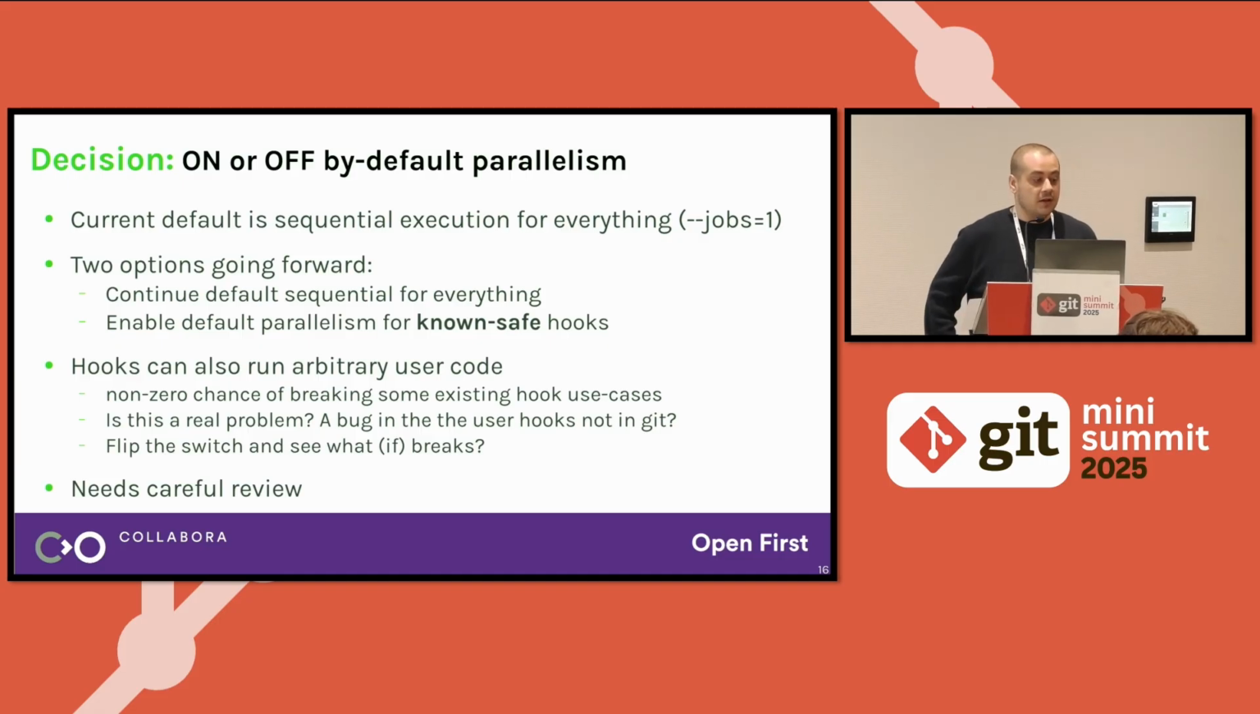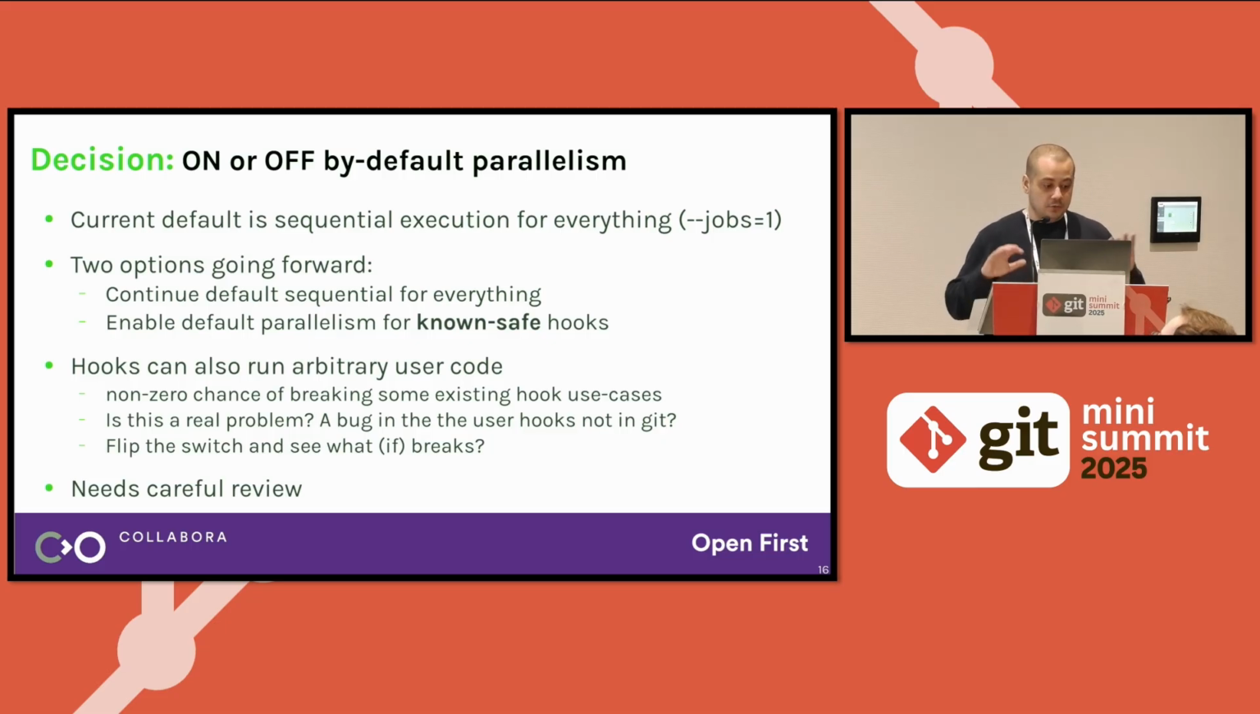We could also, for the hooks which we consider to be safe to run in parallel, just flip the switch and enable that and see if anybody complains or if it actually breaks. So we could also try that approach.